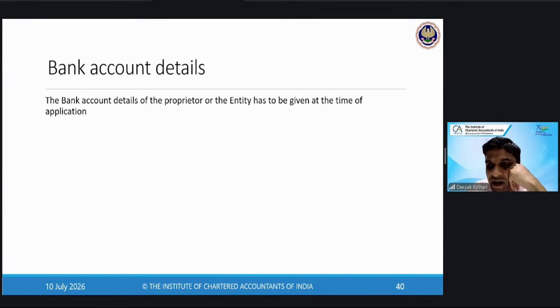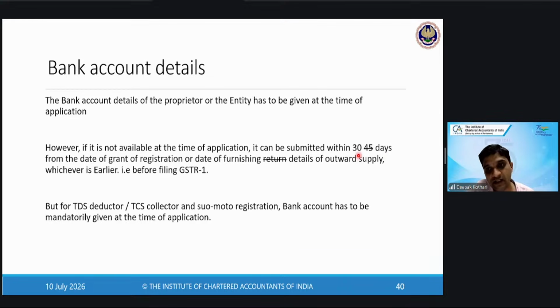You have to give within 30 days if bank account information is not given. Correct. So the GST department also understood that unless I get my GST registration, the bankers will not open an account. Earlier, they used to say that along with registration, you compulsorily have to give your bank account. But then they realized, and said that at the time of registration, if you have it, give it. If you do not have it, then you have to submit it within 30 days from the date of grant of registration or the date of furnishing the details of outward supply, whichever is earlier. That is, before filing GSTR 1 or 30 days, whichever is earlier, you have to give your bank details. Otherwise, the registration will get cancelled.